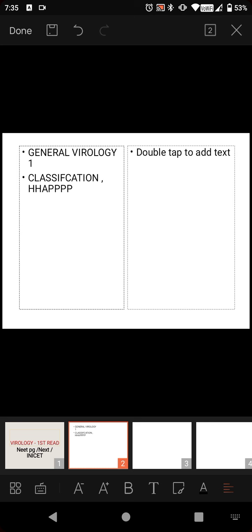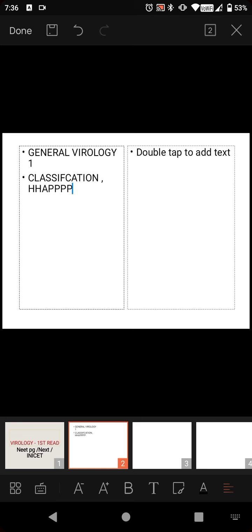Then coming to the specific things about poxviridae. Poxviridae is the largest virus, 300 nanometers in size. We have variola, vaccinia, molluscum, VVM. Papovaviridae: human papilloma virus, polyoma, and parvoviridae, parvovirus.